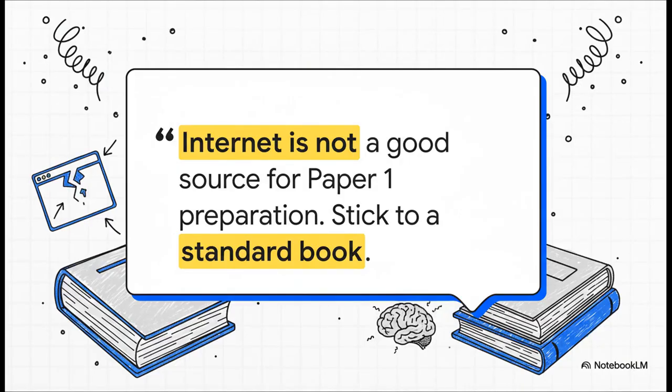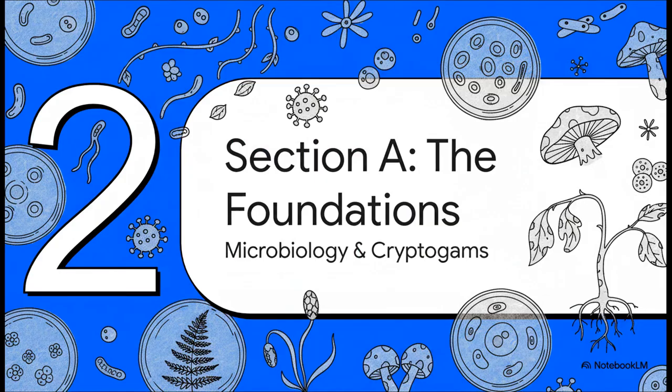This brings us to a really crucial piece of advice. For paper 1, please avoid the trap of just using scattered online content. The consensus is crystal clear. Your preparation has to be anchored in a standard textbook to build the kind of depth and accuracy you're going to need. All right, let's dive into our first major area, Section A, the foundations. This covers microbiology, pathology, and cryptogams, which are really the foundational elements of botany, from microorganisms and plant diseases to the entire world of non-seed-bearing plants.